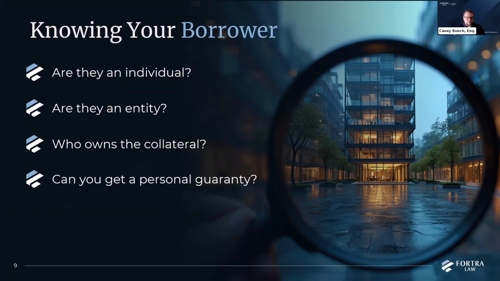So first, are they an individual? If they're an individual, run your credit score checks on them. Make sure you're doing your underwriting. But most importantly, check to see if they're vested on the property, how they're going to vest on the property. Do they have co-borrowers that are also individuals? Maybe they're entities that they're co-borrowing with.